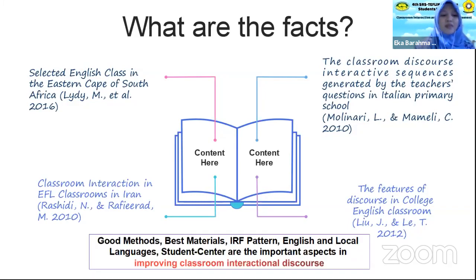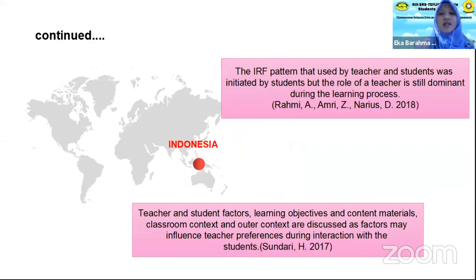So here, they discuss classroom interactional discourse, and the conclusion from the studies said that good methods, best materials, IRF patterns, English and local languages, and student-centeredness are important aspects in improving classroom interactional discourse. But classroom interactional discourse does not only happen in other countries. Well, let's check here. So these are two empirical research studies from Indonesia.